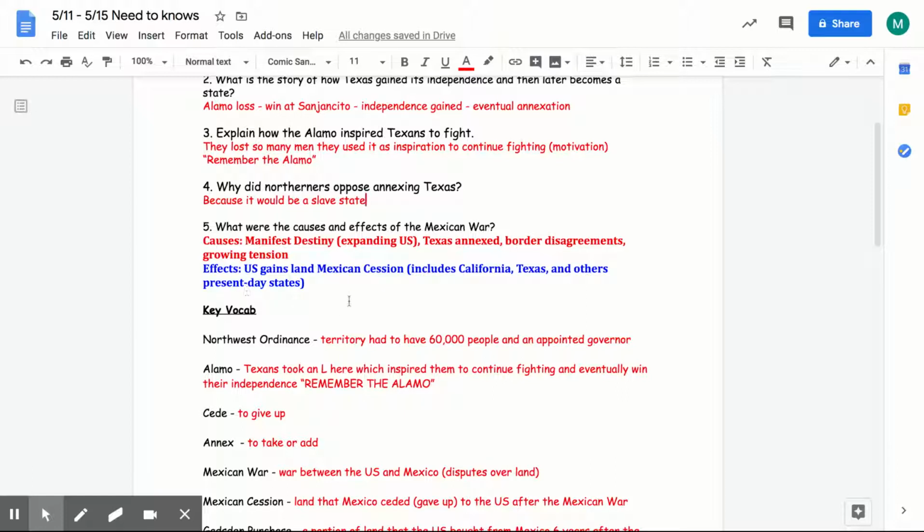And then the effects, the U.S. wins, we gain a bunch of land. The Mexican Cession, which again was that land that Mexico gave up to the U.S., which will include California, Texas, and a bunch of other present-day states.